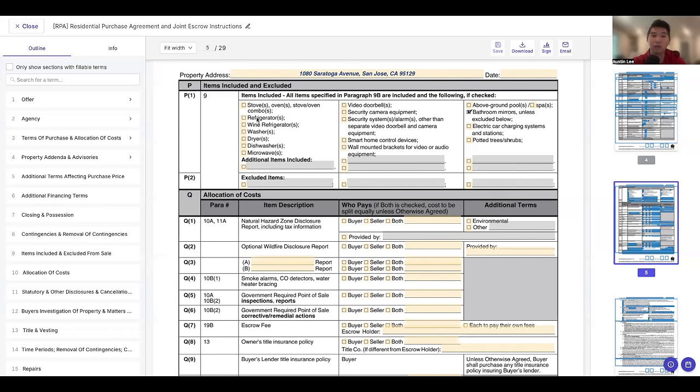Okay, so the next part is section P, and this is the items included in the property that you want. Generally, if you see these appliances in the open house and you want to keep them, you would just check it here.